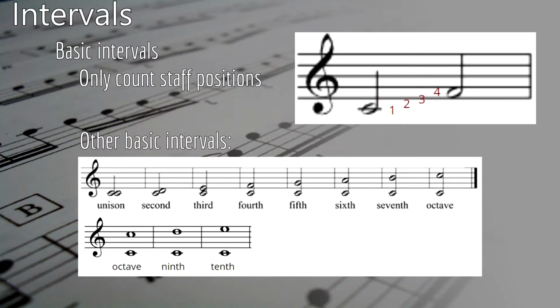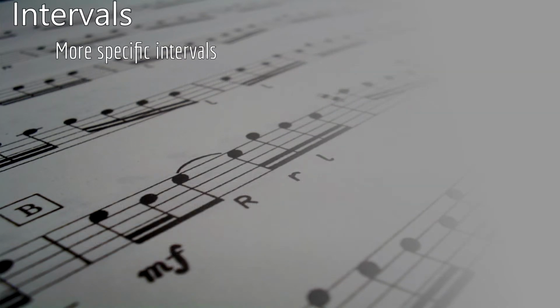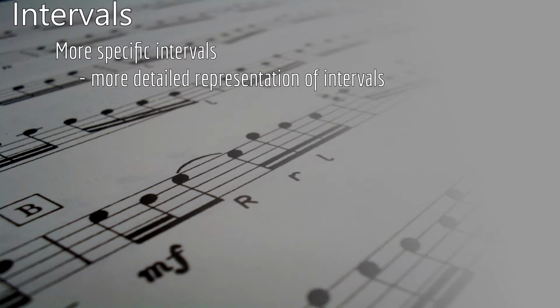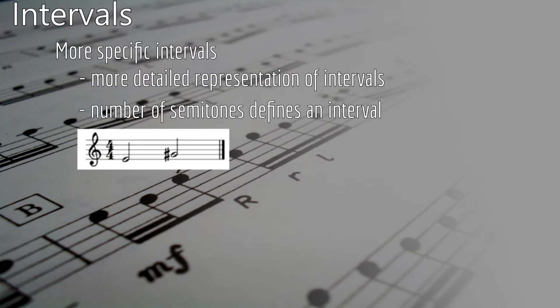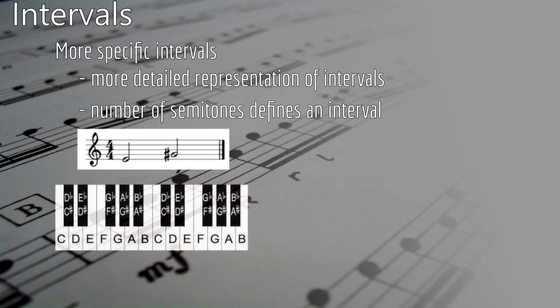So that brings us to the specific intervals, which are a more detailed representation of the intervals. And they are defined by the number of semitones that then defines the interval. And to understand that better, I have an example for you on the left with this E and the G sharp. And to better determine which interval it is, I have a keyboard for you, because every key describes a semitone, and it's easier to count how many semitones are in between those two notes. But you have to also include the black keys while counting.